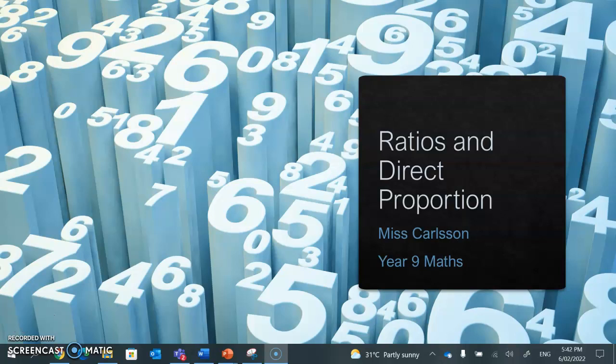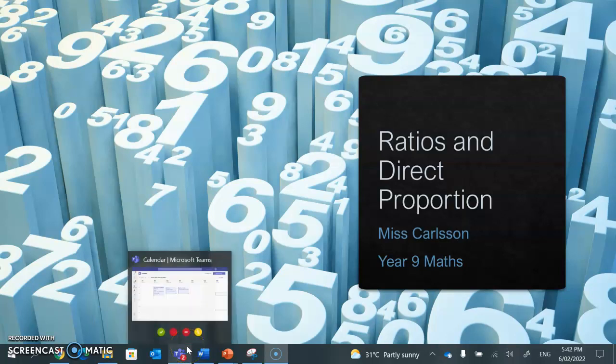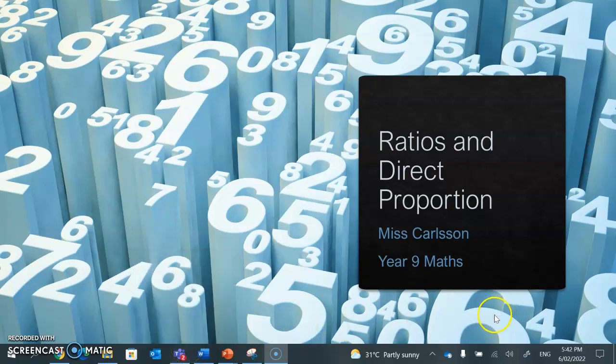Good morning, Year 9s. Welcome to this tutorial on ratios and direct proportion. It is a new topic to you guys. It does work on familiar concepts that we've covered before, so please reach out if you have any questions on Daymap or Teams, or if you require any support if you're struggling to wrap your head around these ideas.